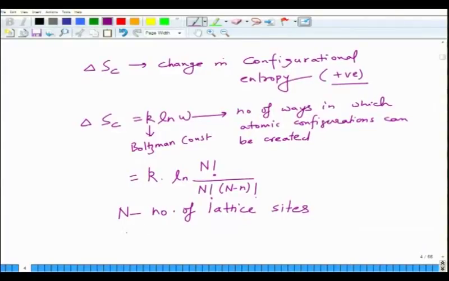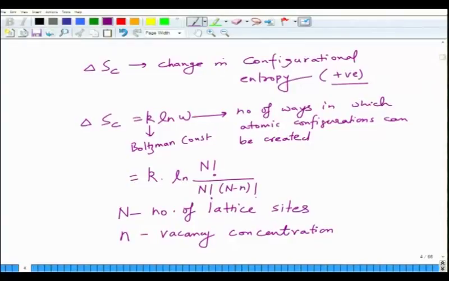And small n is the vacancy concentration. So, capital N is the total number of sites, and N minus n is the number of remaining atoms, because small n is the number of vacancies. So, basically these many atoms have now to be configured on the N lattice sites.